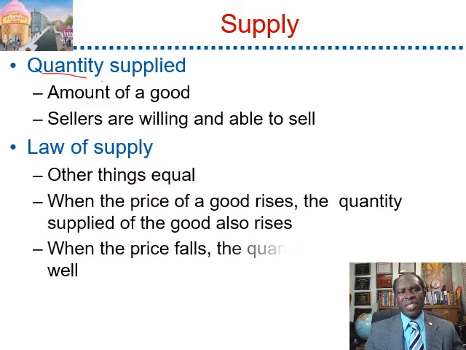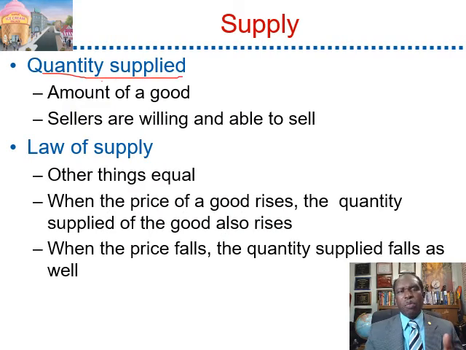So what is the quantity supplied? The quantity supplied is the amount of a good that sellers are willing and able to sell. For instance, dealing with the auto market, GM is willing to sell 1,000 cars per month, Ford 500 cars per month, Toyota 700 cars per month, Honda 600 cars per month.